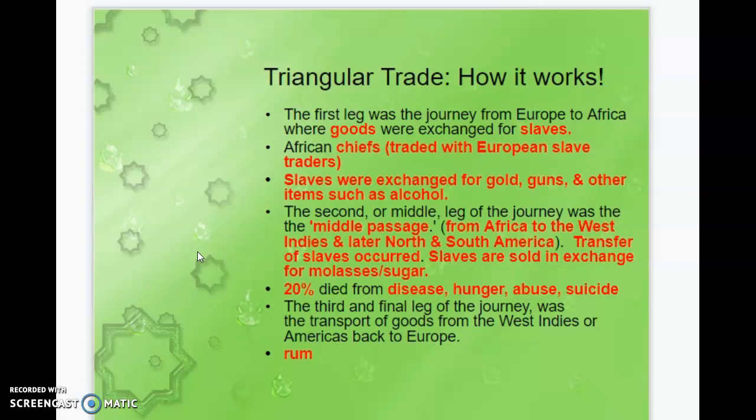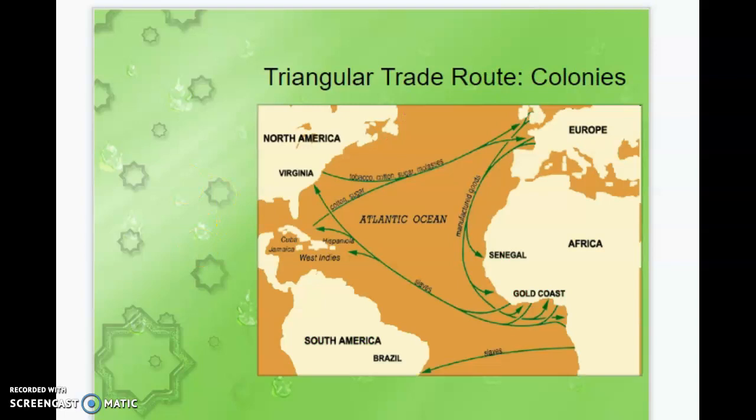Those manufactured goods, guns, rum, they might take that cotton and make certain types of clothing. So all of that will be put on ships and taken to West Africa to exchange for more African people. So like I said, it is basically a continuing triangle that goes on for many years. This triangular trade map is a great example.